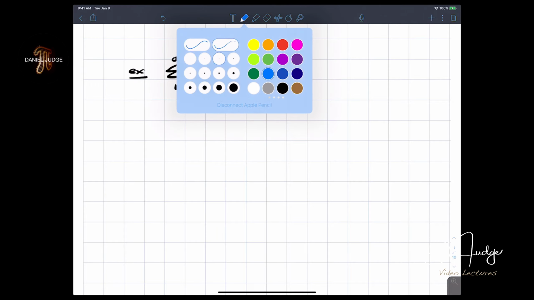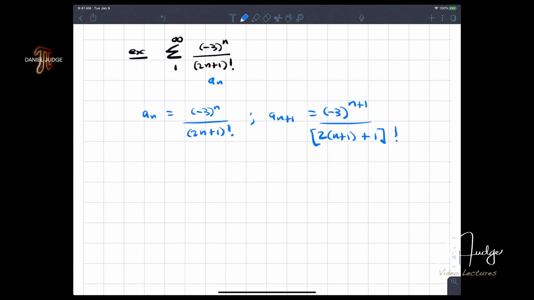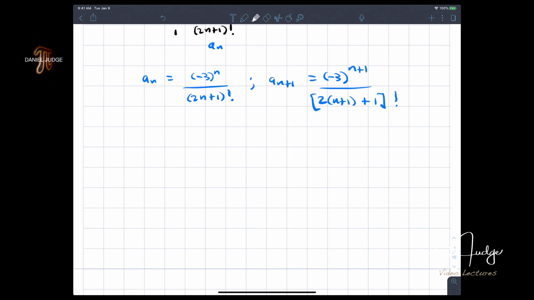Okay, this is our current term. If we say a_n is negative 3 to the n over (2n plus 1) factorial, then the next term, a_(n+1), is negative 3 to the n plus 1 over, be careful, this is n plus 1 plus 1. Remember, you get the very next term by simply replacing n with n plus 1.